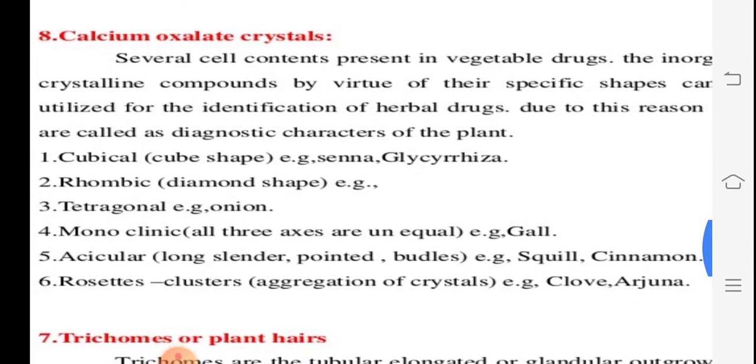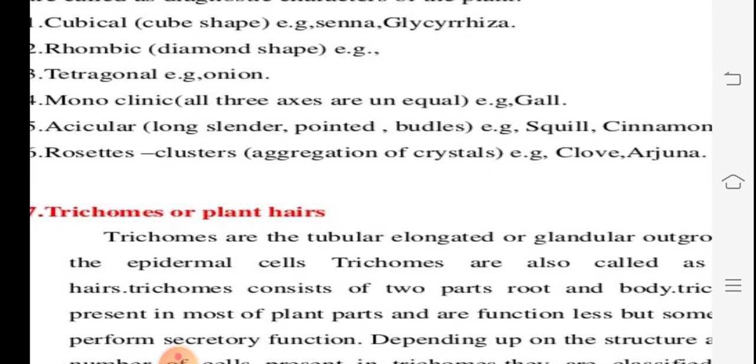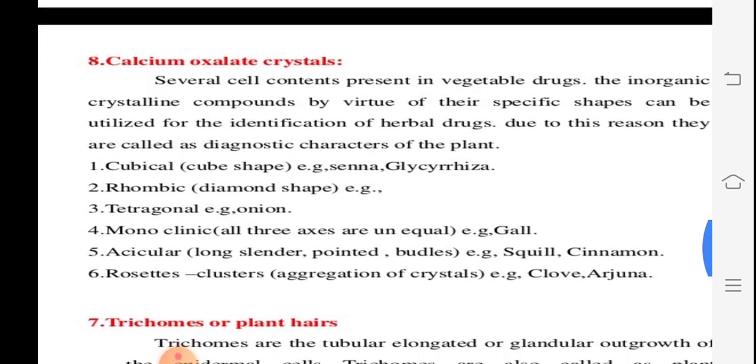Then one point is also internally studied, calcium oxalate crystals. In all plants these are not present, but in some plants these are seen. They have different shapes and sizes, and therefore the plants are reported. The first one is cubical, cube-like, then rhombic, diamond shape. Third, tetragonal, found in onion. Then monoclinic, where all three axes are unequal, found in galls on leaves. Acicular means long, slender, pointed, found in squill or cinnamon. And rosette is present in clove or in the leaf of Arjuna. This is called the calcium oxalate crystal.